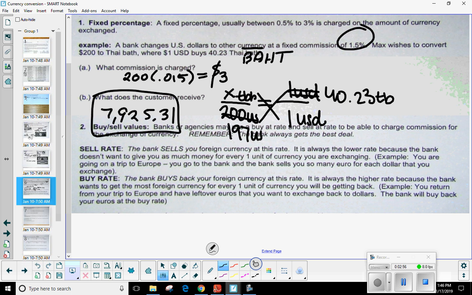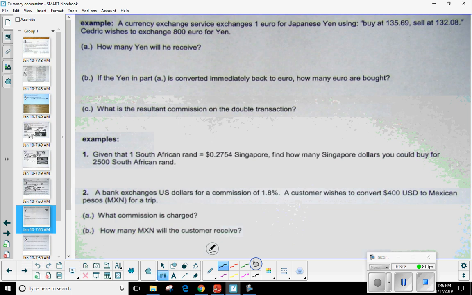You remember I mentioned yesterday that the bank is a business, and they're in the business of making money. They're going to go ahead and take the money that you deposit with them, and they're going to make money off of that. They're going to make their own investments. Okay. Example, a currency exchange service exchanges €1 for Japanese yen using buy at 135.69. We're going to sell at 132.08. Cedric wishes to exchange €800 for yen. How many yen will he receive?